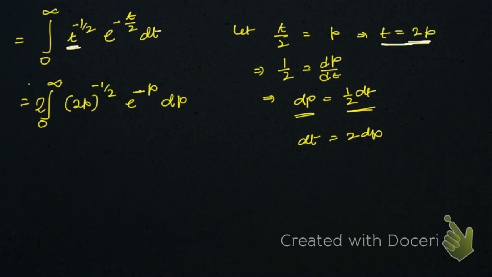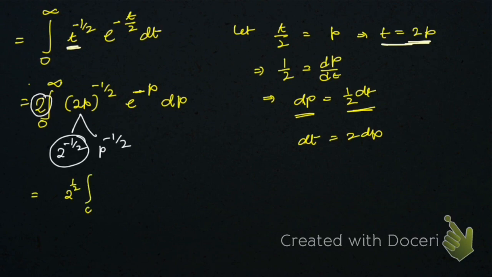Now from this term we're going to have two things, that is 2 to the power minus half and p to the power minus half, and this 2 to the power minus half, when multiplied by 2, will give 2 to the power plus half. So we can write 2 to the power half integration 0 to infinity p to the power minus 1 by 2 e to the power minus p dp. That is what we're going to have, right?